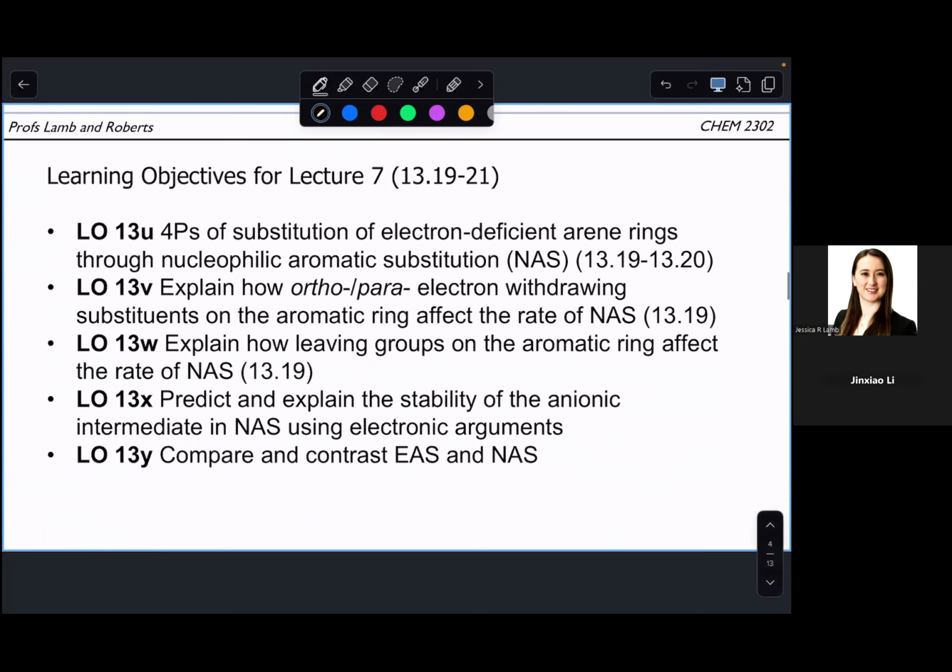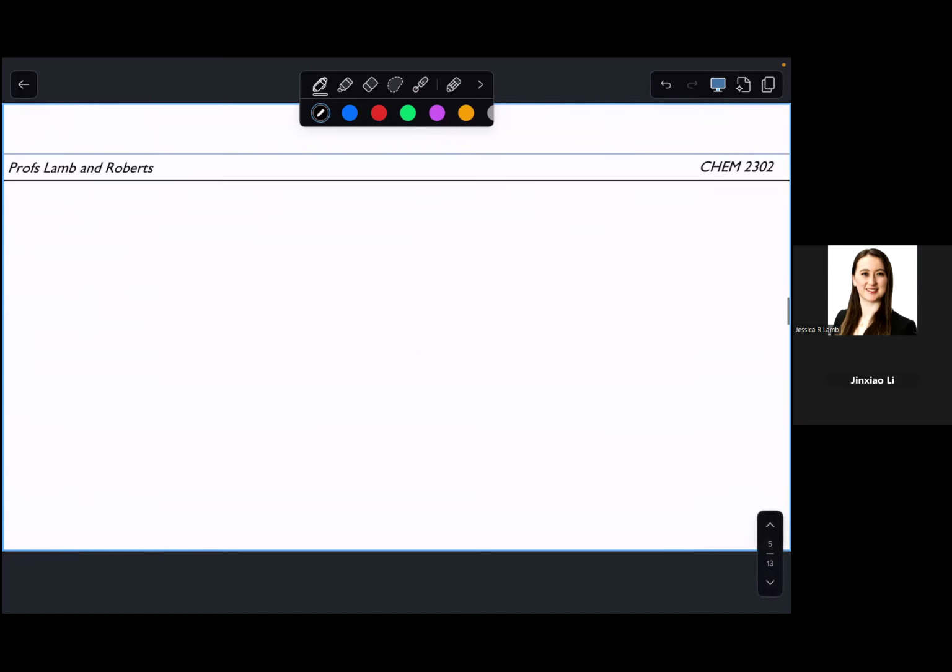So we have 5 learning objectives, but they're basically all about nucleophilic aromatic substitution. We'll talk about what the reaction is and how it works, explaining how ortho-para electron withdrawing substituents affect the rate, how the leaving group affects the rate, predicting and explaining the stability of the intermediate, and then comparing electrophilic aromatic substitution and nucleophilic aromatic substitution. Because these look very similar and they are opposite, it's very, very important that we are separating them in our brains, okay? Let's just jump right in with our first learning objective.